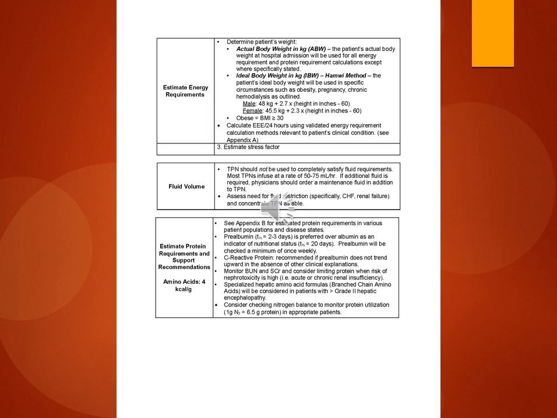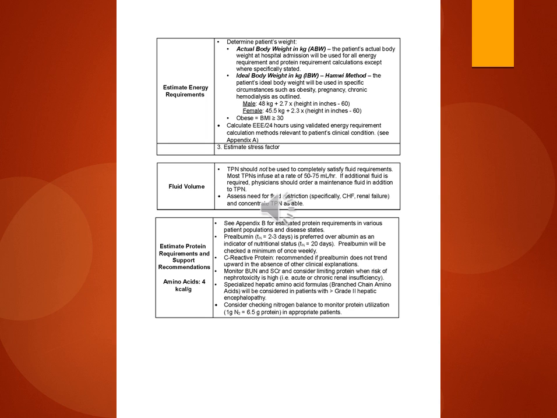TPN should not be used to completely satisfy fluid requirements. Most TPNs infuse at a rate of 50 to 75 ml/hr. If additional fluid is required, physicians should order a maintenance fluid in addition to TPN. Assess need for fluid restriction, specifically CHF, renal failure, and concentrate TPN as able.